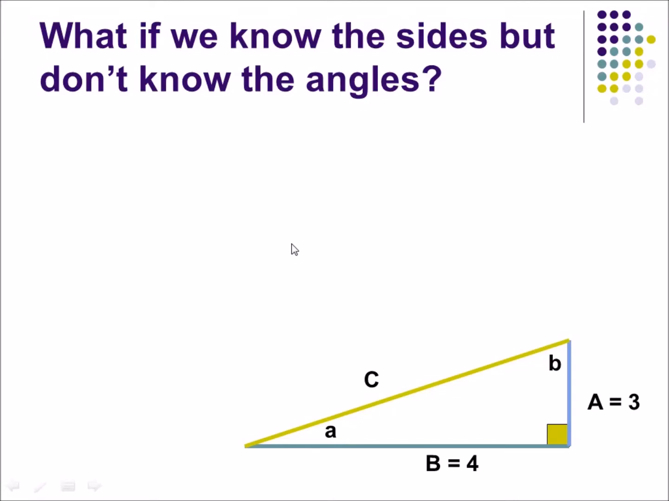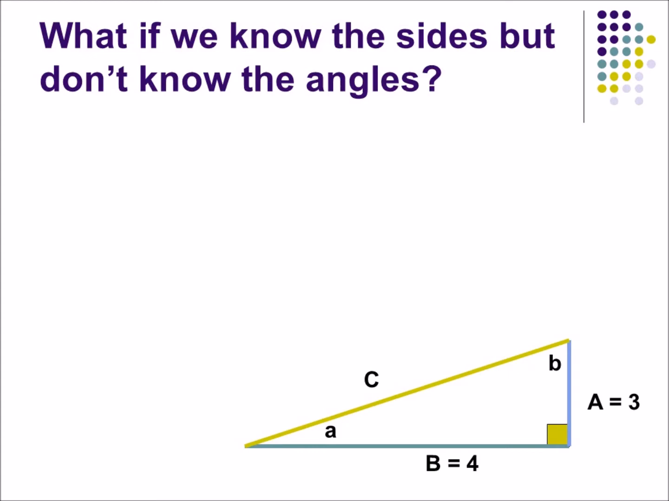All right, well, half of what we want to do with trig is finding unknown sides, like we just demonstrated. But many times we know the sides of the triangle and we don't know the angles. And that's the other thing that trig can do for us. It can find unknown angles if we know the sides.